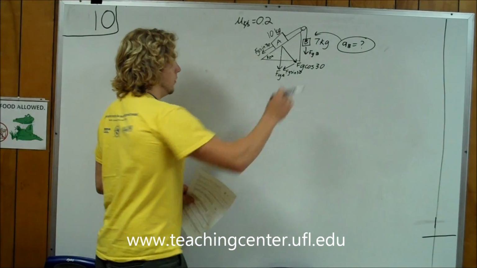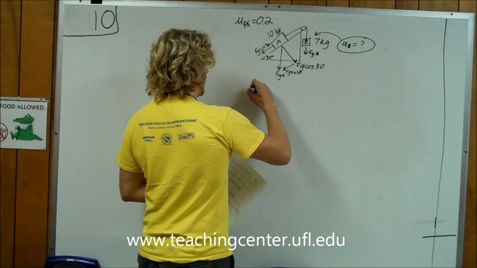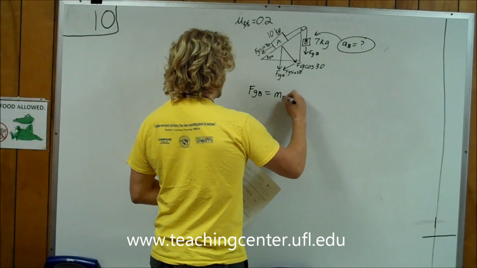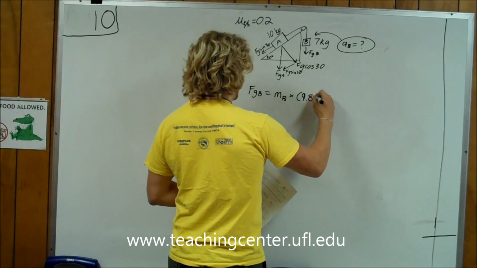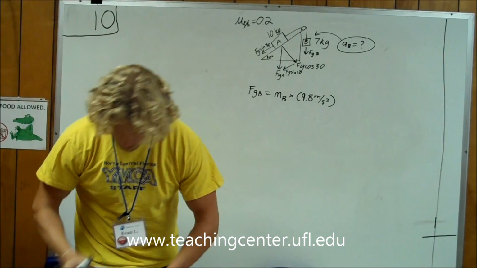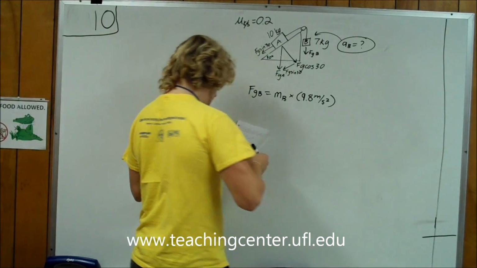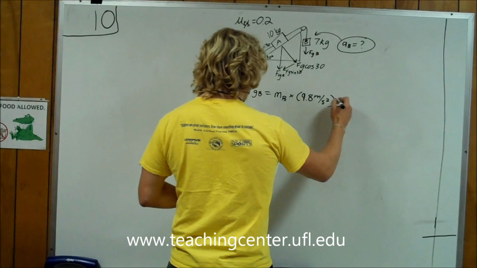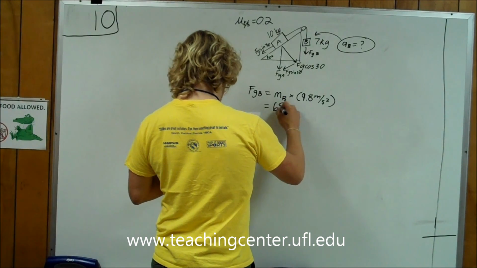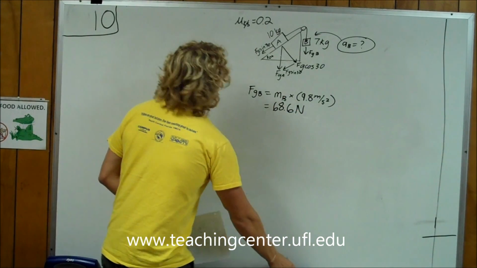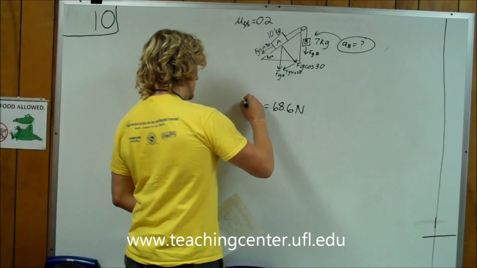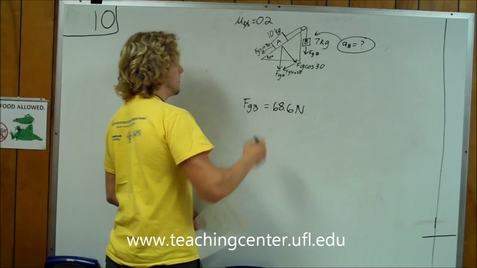So first we need to figure out what FGB is. So FGB is equal to mB times 9.8 meters per second squared. So that's 7 kilograms times 9.8 meters per second squared, which is equal to 68.6 newtons. Okay? So that's what FGB is.